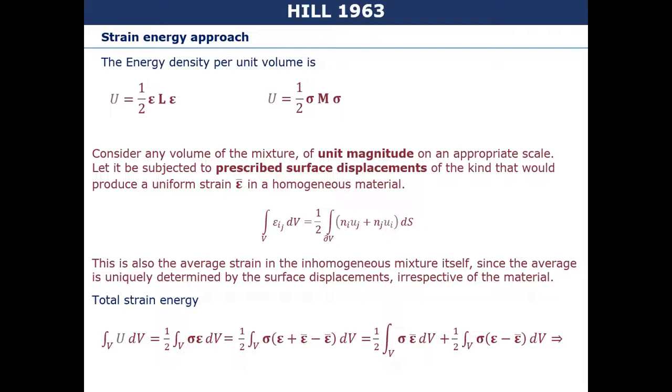The total strain energy, that is the integral over the volume of the strain energy density, can be defined as one half of the integral over the volume of stresses multiplied by strains. If we add and subtract the average strain, epsilon with overline, you end up with these two terms. The first term is the volume integral of the stresses, which vary at each point of the heterogeneous medium, multiplied by the average strain. And the second term is one in which sigma multiplies the difference between the strain at each point and the average strain.